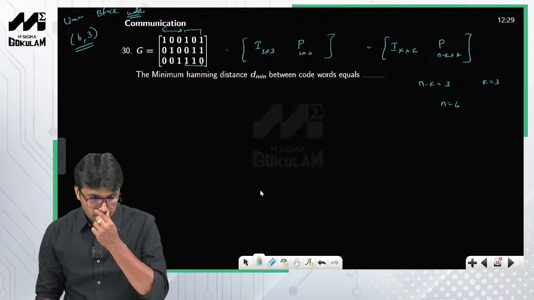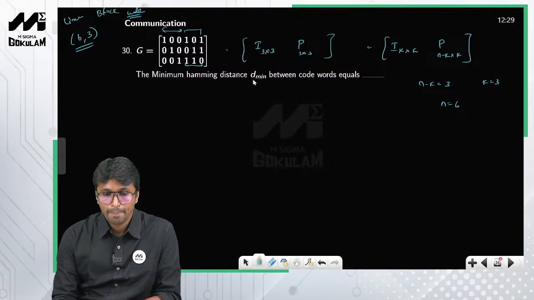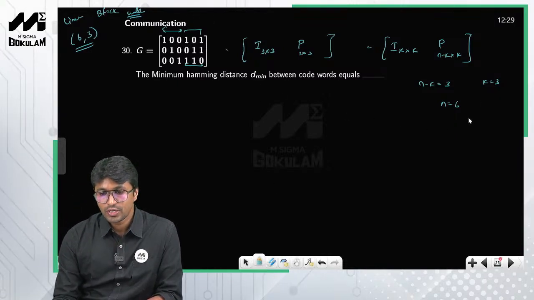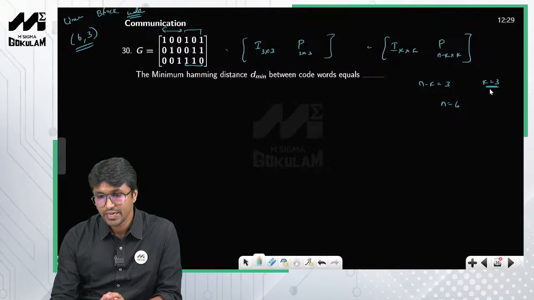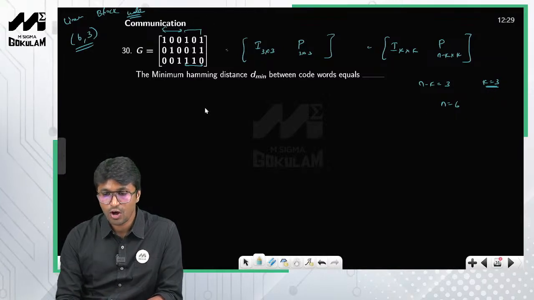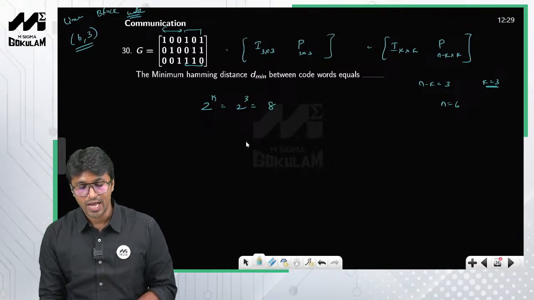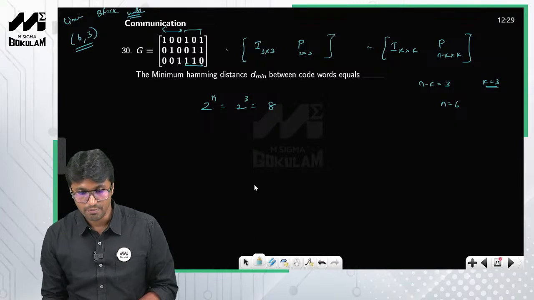Now how do you calculate the d minimum? So k is nothing but 3. So how many valid code words do we get? 2 raised to k, 2 raised to 3 is 8, right? So what are the valid code words that we get?